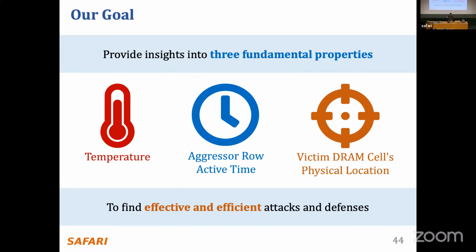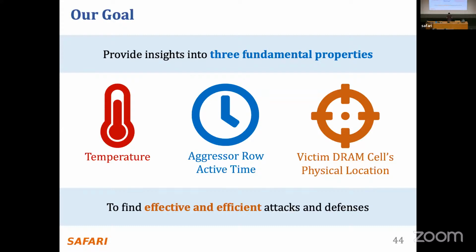And second, aggressive row active time. This is an interesting thing because, as we discussed and investigated in the first RowHammer paper, people there care about the toggling rate, the activation frequency. So they want to see how fast I can activate and close the row.